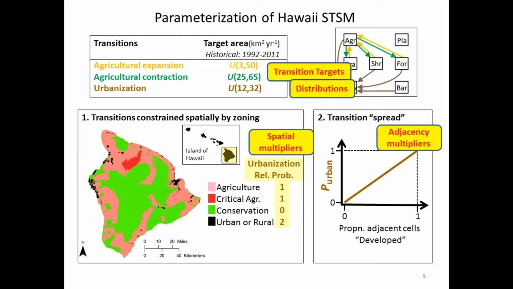Then we used the adjacency multiplier feature that we just touched on briefly in the advanced course, where we were able to model, in this case, we're looking at urbanization, the probability of urbanization occurring, and we made it a function of how close a cell was to other existing developed cells. So this created a dynamic where the urbanization spread out from the existing urban areas with increased probability based on how many other neighboring cells were also already in the developed state.